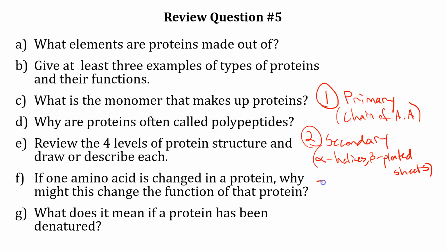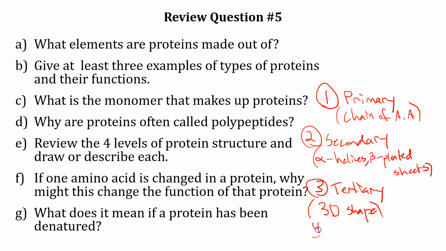Okay. Then you have the tertiary, and this is where the protein starts to develop a 3-dimensional shape. The entire polypeptide, not just small regions of it which are turning into alpha helices and beta pleated sheets, but the whole thing is going to start to have a 3-dimensional shape, and this is because of the side chain interactions of amino acids.